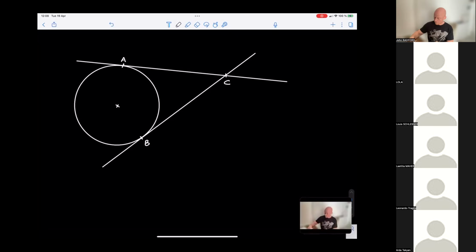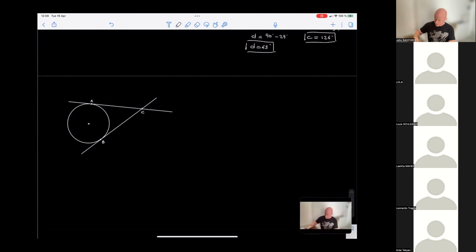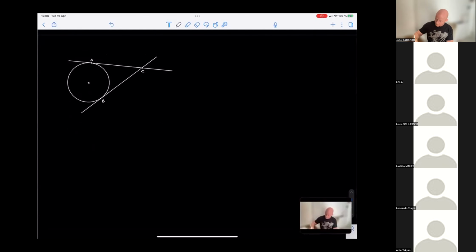Okay. Now here's the idea. If two tangents meet at a point outside the circle, which is the case here, right? When I say they meet, I could have written intersect, right? This tangent and the other tangent intersect at a point C, then they are equal.